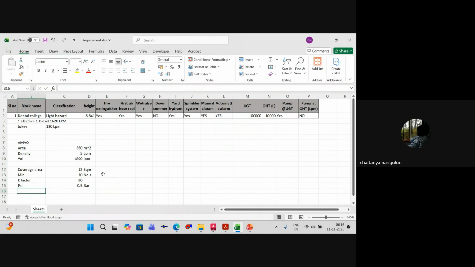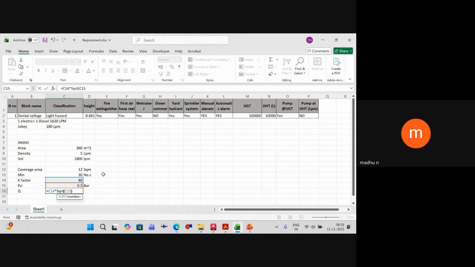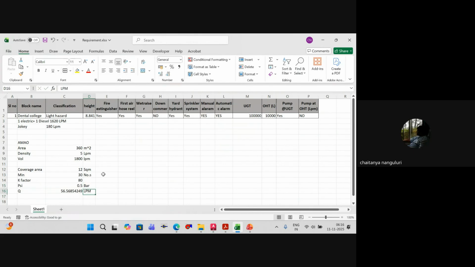Okay, so the Q value is K into square root of P. It is 56 LPM, so at least I should have 56 LPM. That value in GPM, if you take it divided by 3.78, is around 14.9 GPM. If you remember, 15 GPM is what we got. So this is around 56 LPM for each sprinkler.